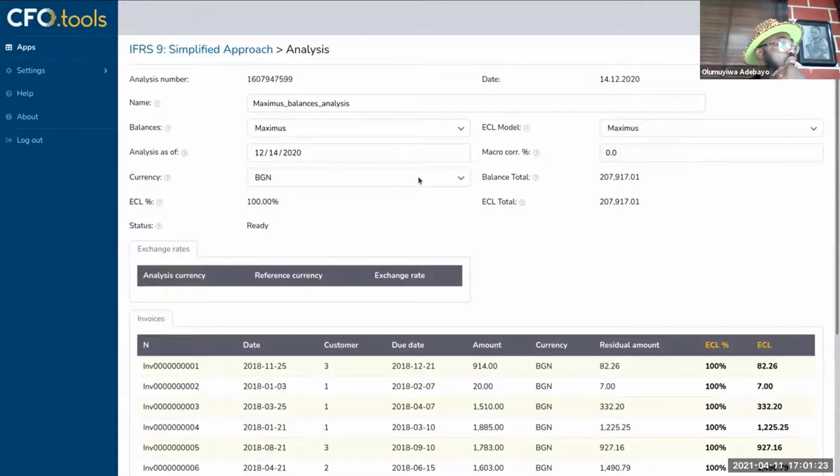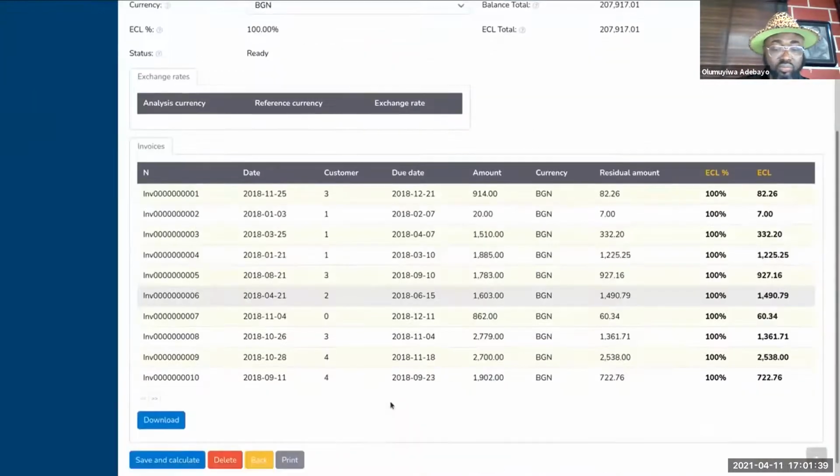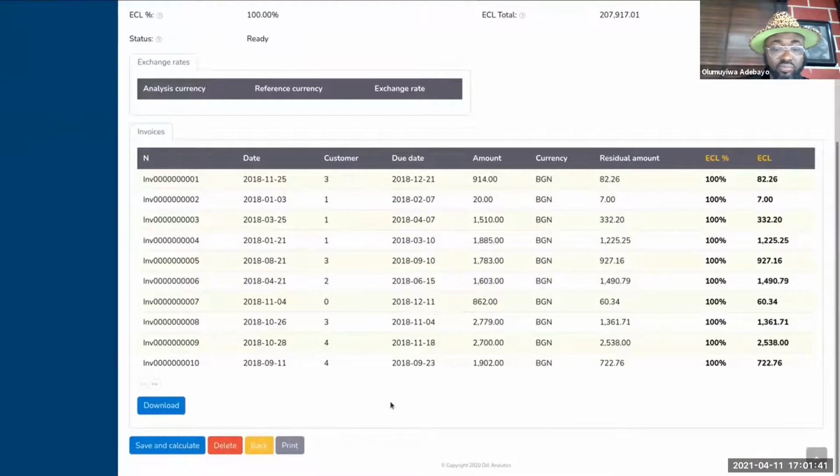An analysis for which ECL has been computed will also have fields for total balances, ECL in percent and as a total amount, and status of the analysis. Below that, we have the computed losses by invoice in tabular format, followed by buttons allowing the download of the data, saving and calculating the analysis, or deleting it.